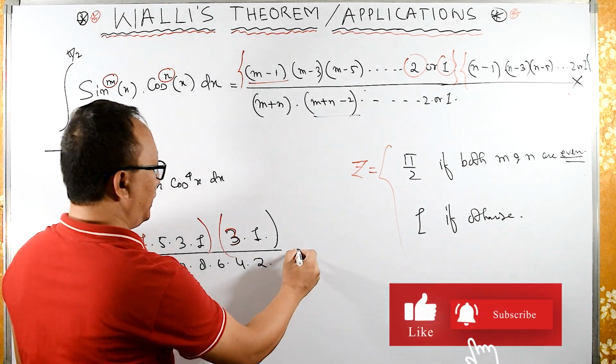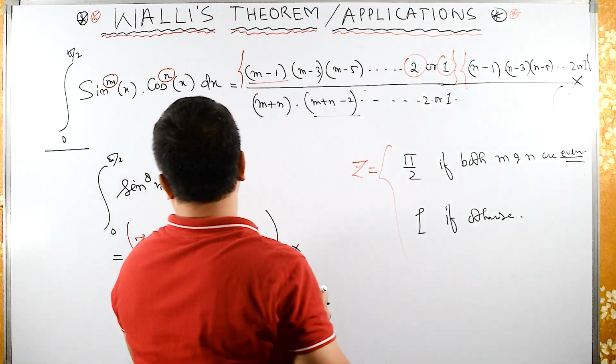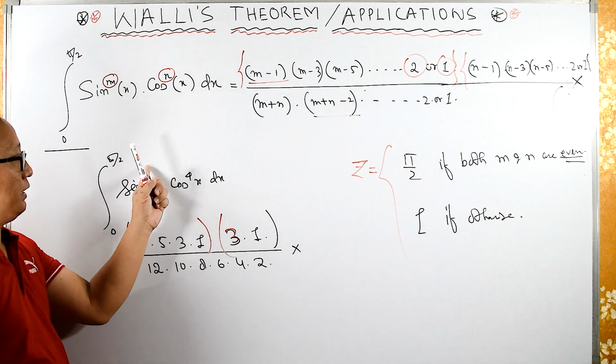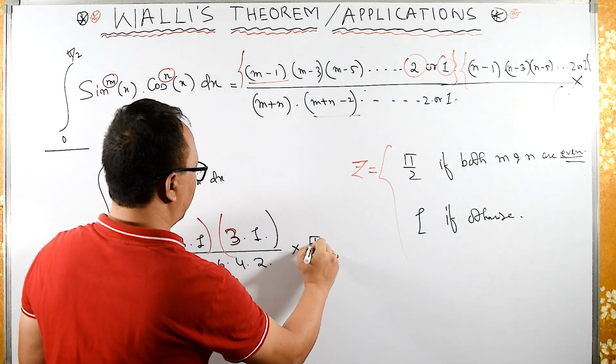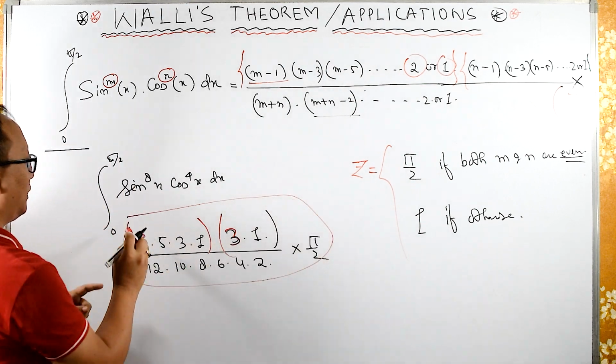Into, instead of z, what will come over here? Now here 8 as well as 4 are both even numbers, so pi by 2 will come. You solve this and you will get the answer.